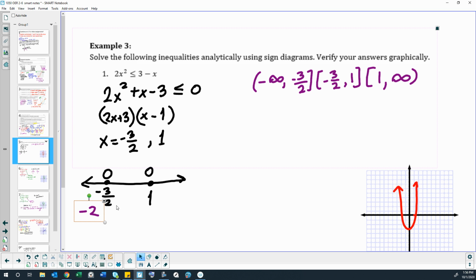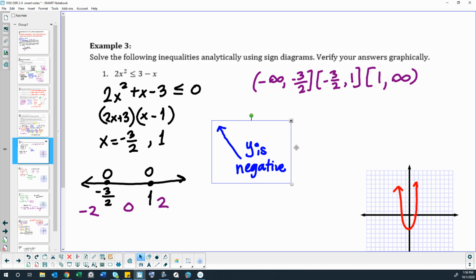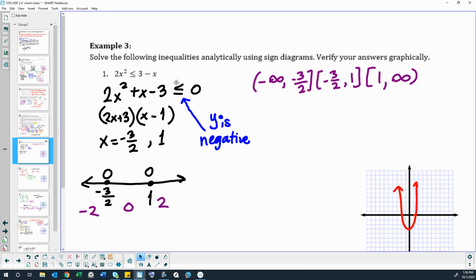Alright, we're going to start choosing test values in each interval. So less than negative 3/2 or negative 1.5 could be negative 2. And then between negative 3/2 and 1, 0 is a really nice option. And then bigger than 1, 2 is a great option. It's good to choose numbers that are as convenient as possible. So let's test each of those values, and keep in mind when we're done with this, we want our y values to be negative. So it's less than or equal to. That will be more important later.